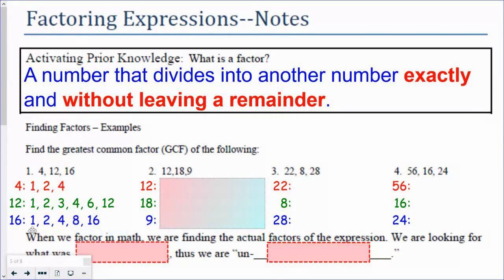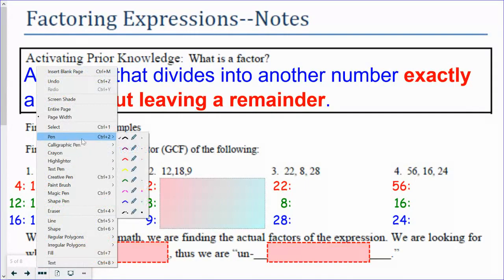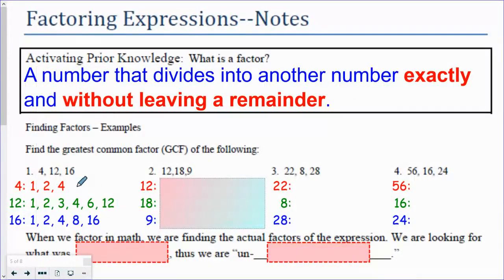Then for 16: 1 and 16, 2 and 8, and 4 and 4. As I look here, I ask, what do they have in common? Start with the one with the least amount of numbers and see if its largest factor goes into the others. I have a 4 here and a 4 here. So 4 is our greatest common factor. That's the number we're looking for.